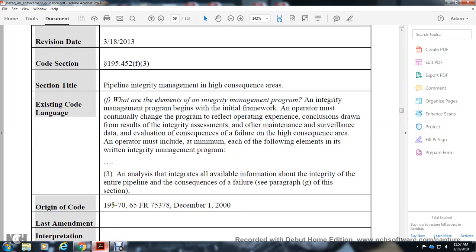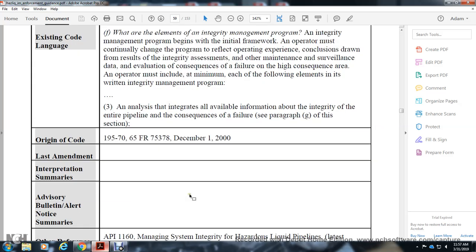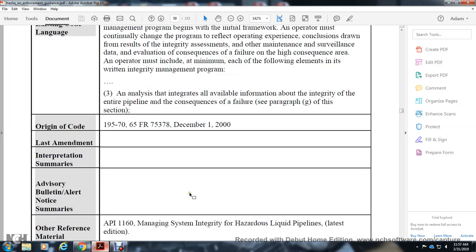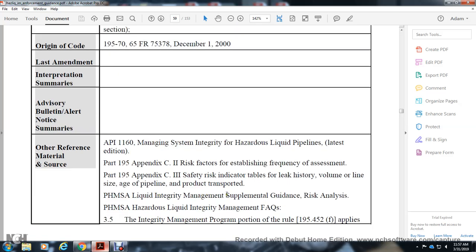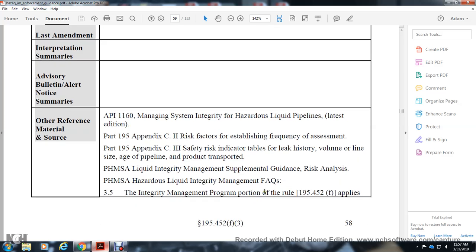Origin code 195.76, Federal Register 75378, December 1st, 2000. Last amendment: interpretation summaries and advisory bulletin alerts and notices, there are none. Other reference material: API 1160, managing system integrity for hazardous liquid pipelines; 195 Appendix C2, risk factors for establishing the frequency of assessment; 195 C3, safety risk indicators, such as leak history, volume, line size, age of the lines and pipe, and transport. PHMSA liquid integrity management supplement and guide, risk analysis. PHMSA liquid integrity management frequency answer question.